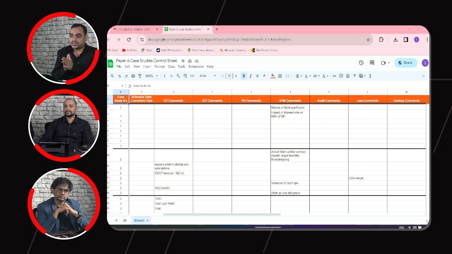So make use of this sheet, and as and when you write or read any case study, come and update it here so that you also have a practice of writing as and when you read something. Yes, that makes you focus rather than diverge. So to add to it further, what I personally feel is that we will add a few comments in this.